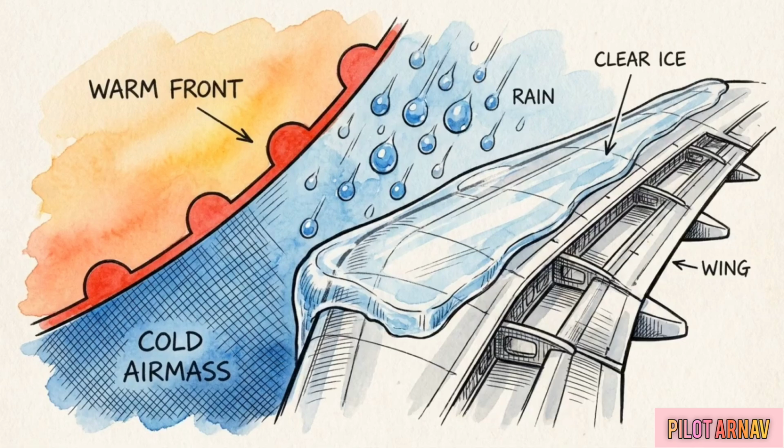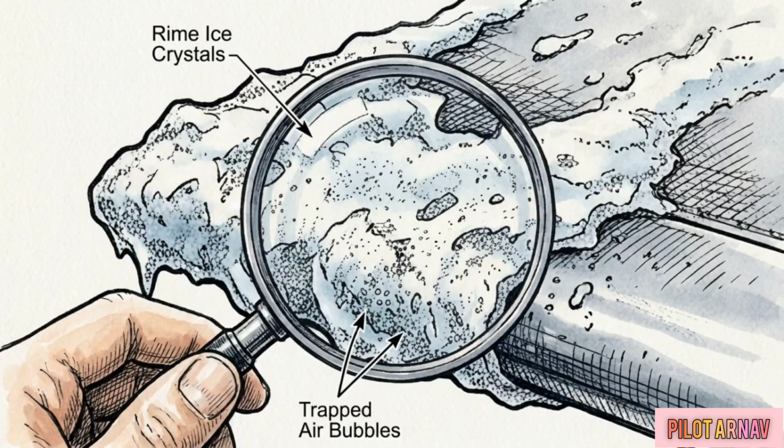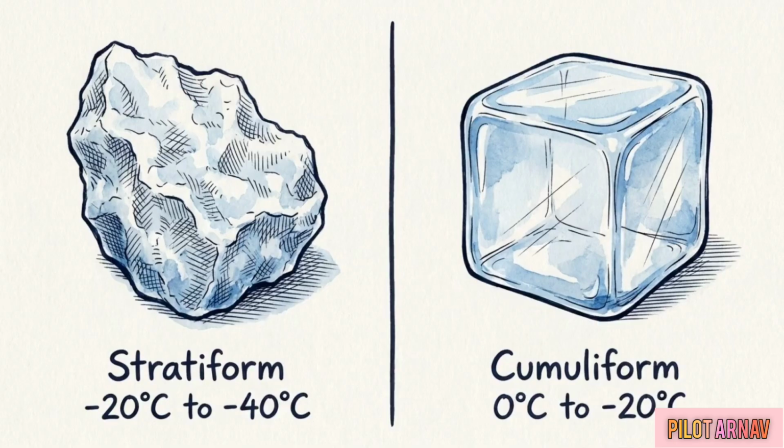Finally, rain ice is a severe, hard accumulation very similar to clear ice, specifically encountered when flying ahead of a warm front. The visual morphology of the ice on the airframe acts as a forensic signature. It tells you exactly what kind of cloud you are flying through and what temperature band you are navigating.